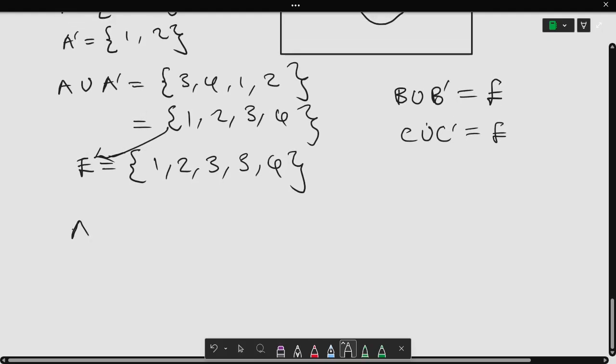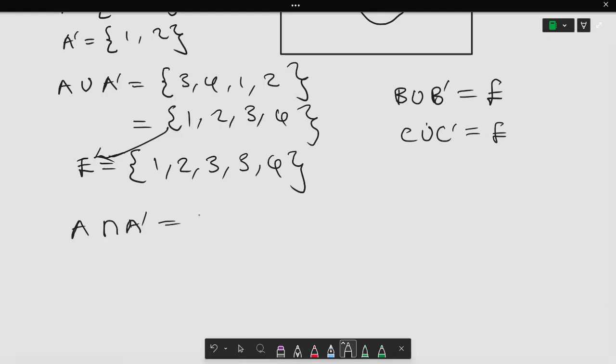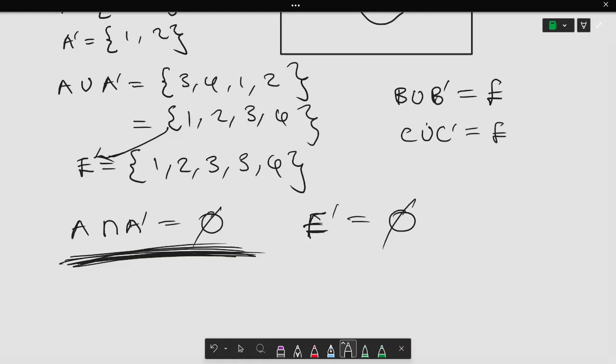And what if you had A intersection A complement? This would be equal to the empty set. I'm not going to tell you how this comes about, but this will be your homework: to find out why A intersection A complement gives you an empty set, and also why the complement of the universal set is an empty set.